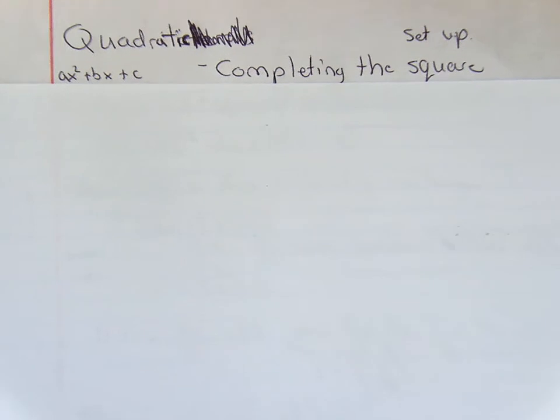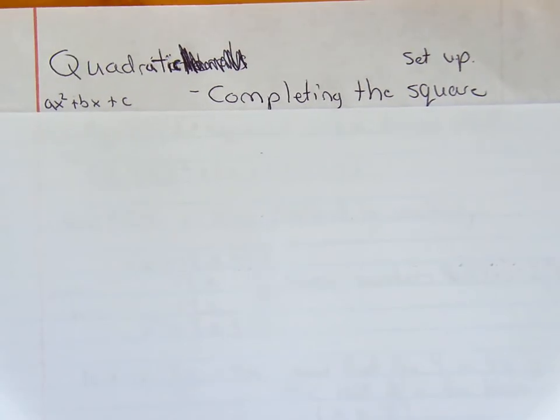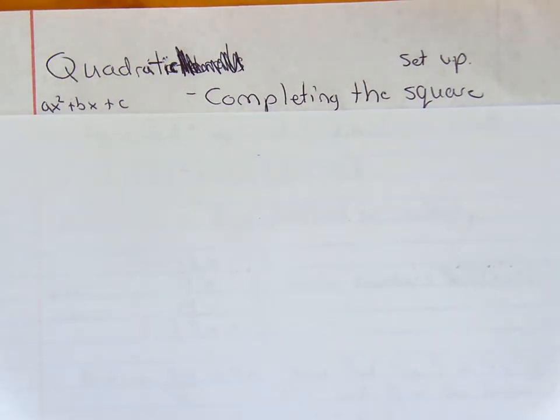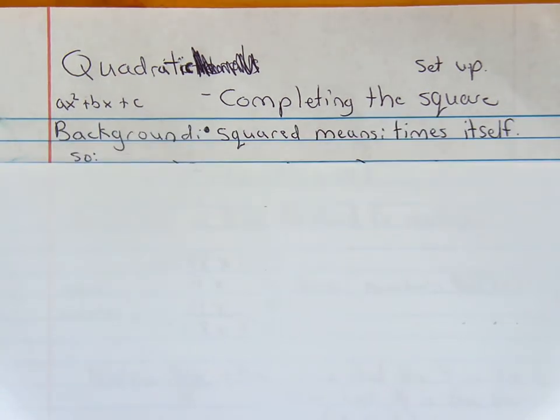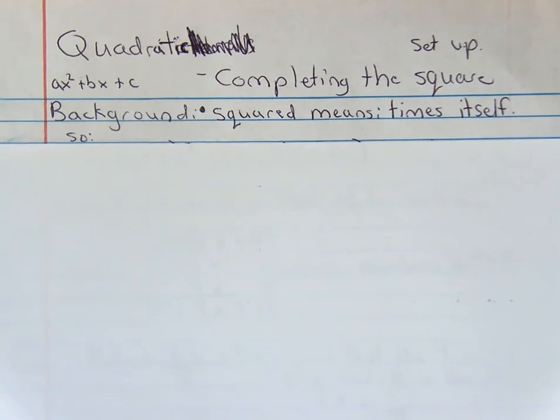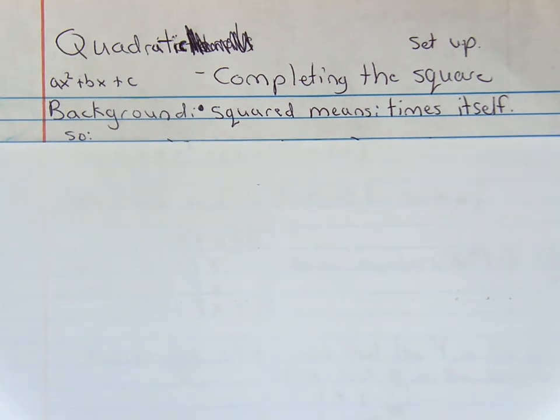Alright, so in this video and set of notes, we're going to be looking at the concept behind completing the square. So we're dealing with quadratics. And so let's look at this. Background information that is essential to this concept is that obviously if you have anything squared, it means that you're multiplying it times itself.